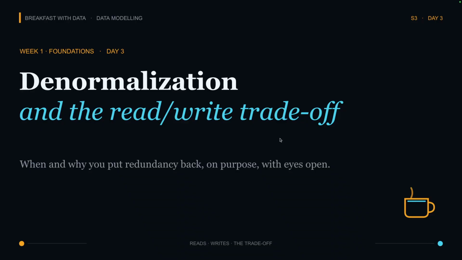And this is our data modeling series. This is day 3, and today we are going to be looking at denormalization, and we'll look at the read-write trade-off.